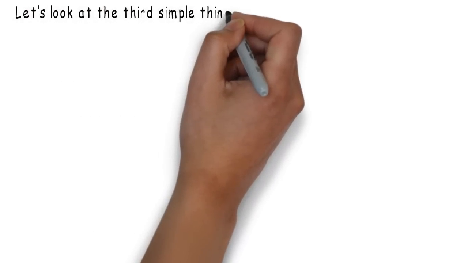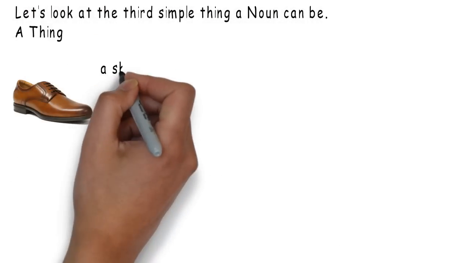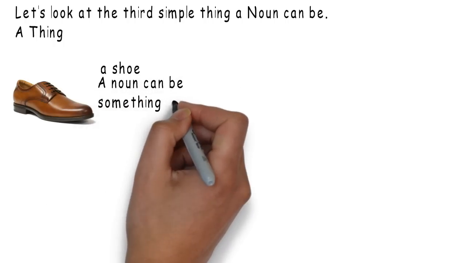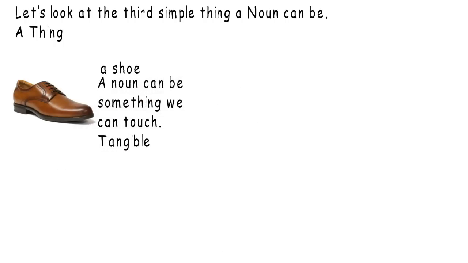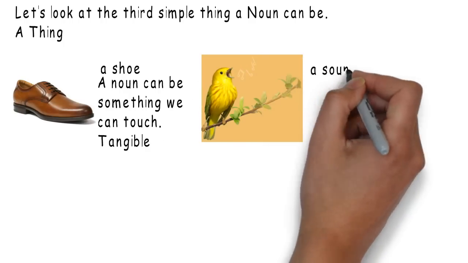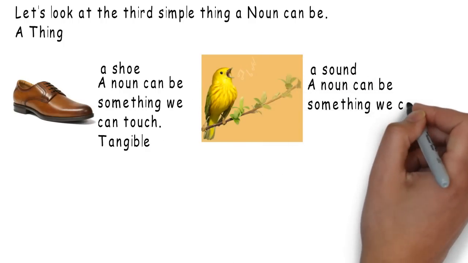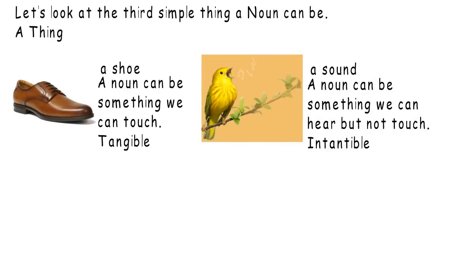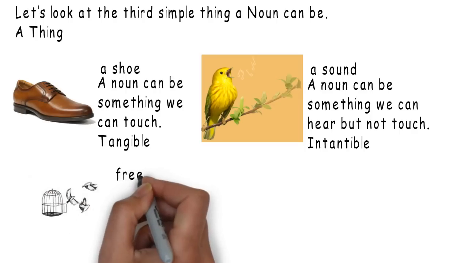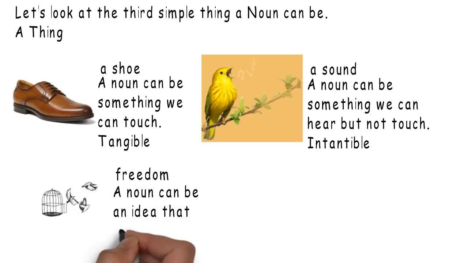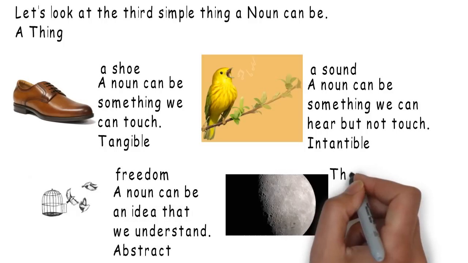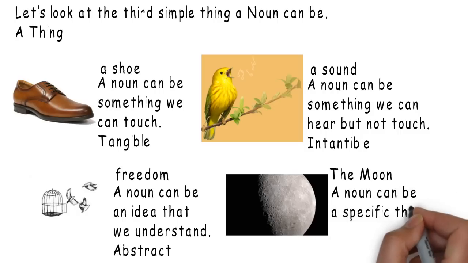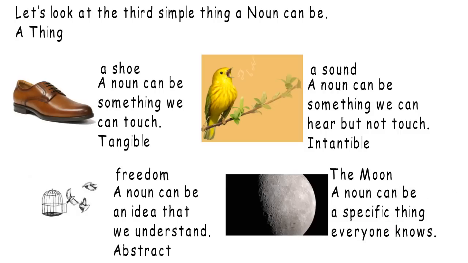Let's look at the third simple thing a noun can be, a thing. A shoe. A noun can be something we can touch, tangible. A sound. A noun can be something we can hear but not touch, intangible. Freedom. A noun can be an idea that we understand, abstract. The moon. A noun can be a specific thing everyone knows.